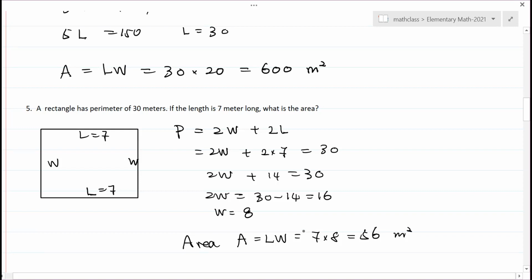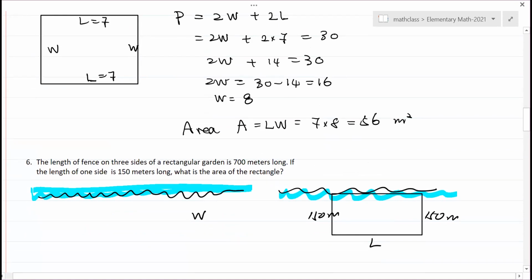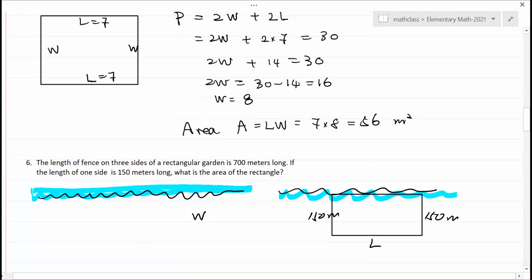All right, so now I'm going to ask you to do the next problem, okay? The length of the fence on 3 sides of the rectangular garden is 700 meters long. If the length of the one side is 150 meters long, what is the area of the rectangle? So you draw the picture, draw the river, okay? And you put the rectangle here. One side you don't need to put the fence. You have a 3-sided fence, and so you're given information of the length. Can you figure out the area of this rectangular garden?